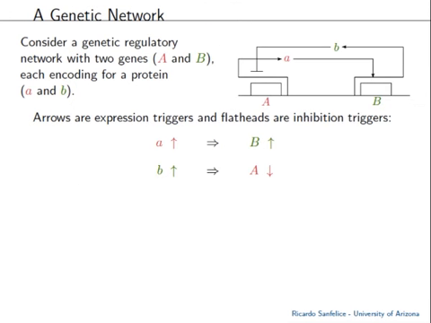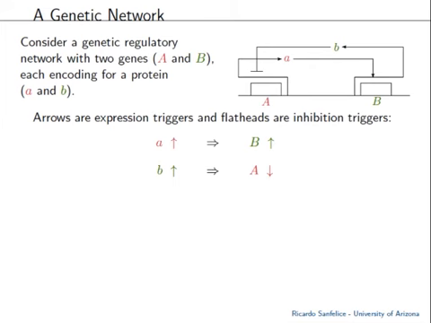So let me give an example that I would like to use to illustrate some of these modeling techniques. This is a generic regulatory network with two genes, capital A and capital B, each of them encoding for a protein, lowercase a and lowercase b. Okay, this diagram here is a diagram that biologists know very well. To us, this implies that if the protein concentration a grows beyond a threshold, then the gene concentration b will start growing, and this is because there is an arrow right here that triggers expression of that gene.